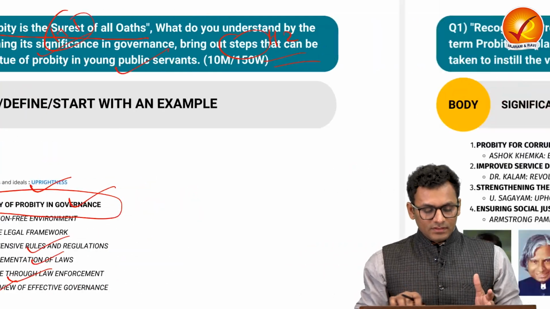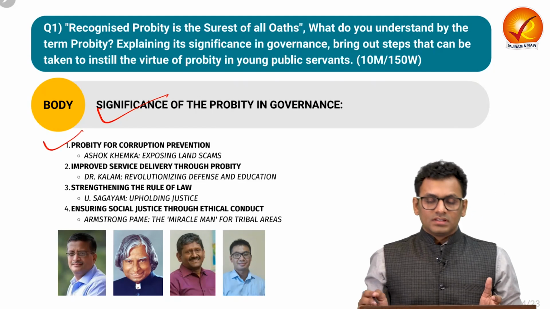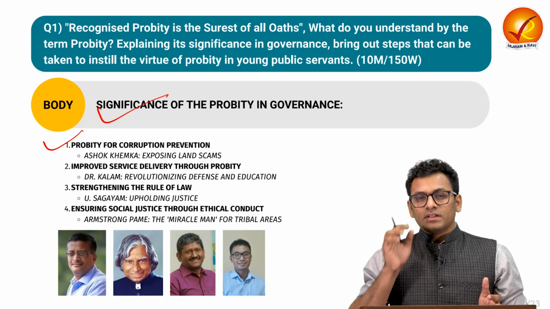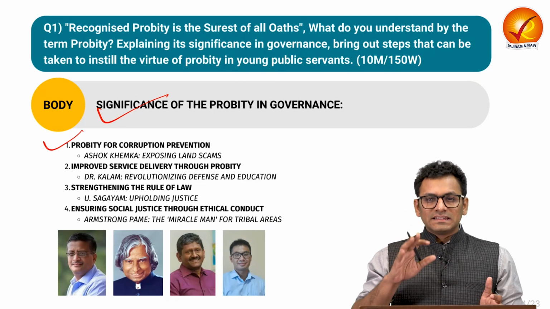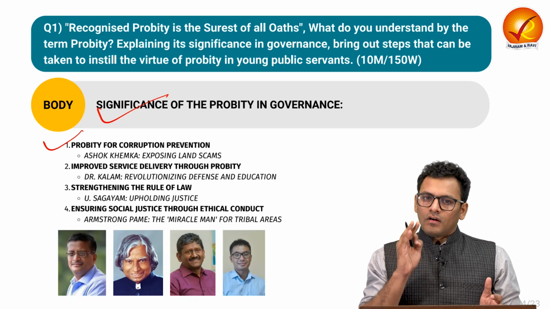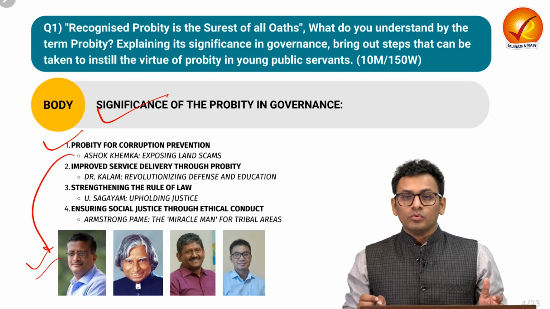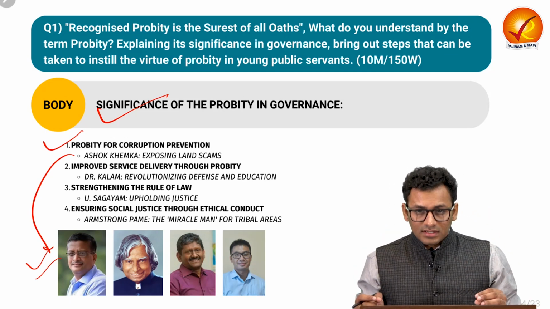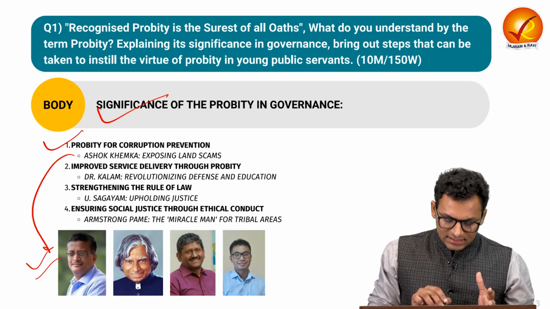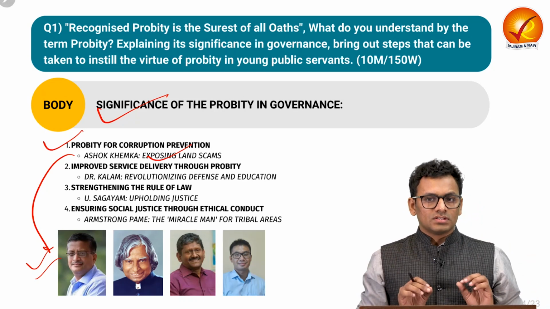Now let us see in the body, where we will be dealing with the significance of probity in governance. Firstly, probity helps with respect to prevention of corruption. We can talk about certain civil servants who ensure that there is proper transparency and integrity in the entire governance mechanism, and because of that there are minimal chances of leakages, as in corruption. You can talk about the example of Ashok Khemka, who ensured that there is transparency in the government and any degree of corruption was exposed by him, such as exposing land schemes. So that is something you can write in the first point of this body heading.